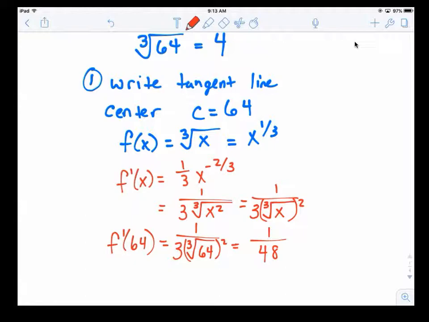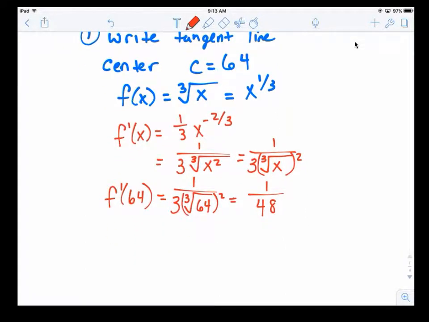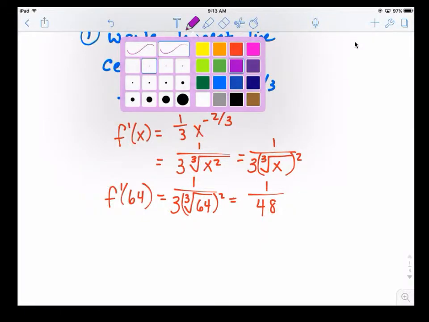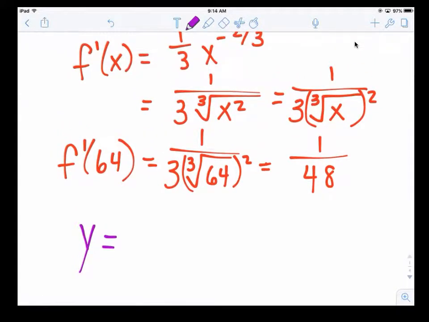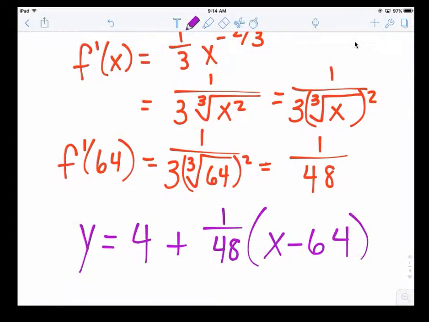So now what we want to do is write our tangent line. And that would be what? y equals, what was the y value that we found? 4, right? Plus 1 over 48 times x minus 64. Okay.